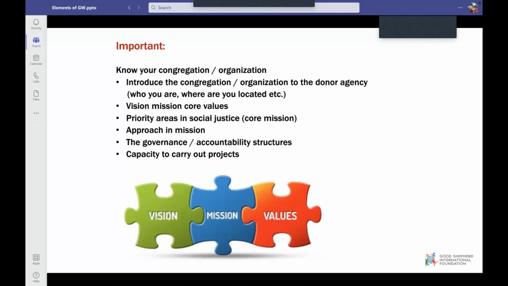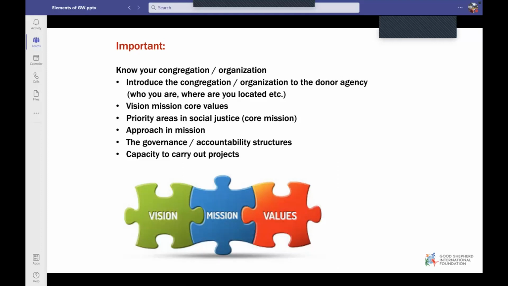And very important, almost all donor agencies will ask you, what are your priority areas in social justice? So we will have to share what our core mission is about when we are applying. And if you're applying for a grant on gender-based violence, you will need to share your involvement in gender-based violence and the areas that you're working on. What are you doing with regards to gender-based violence at this moment?